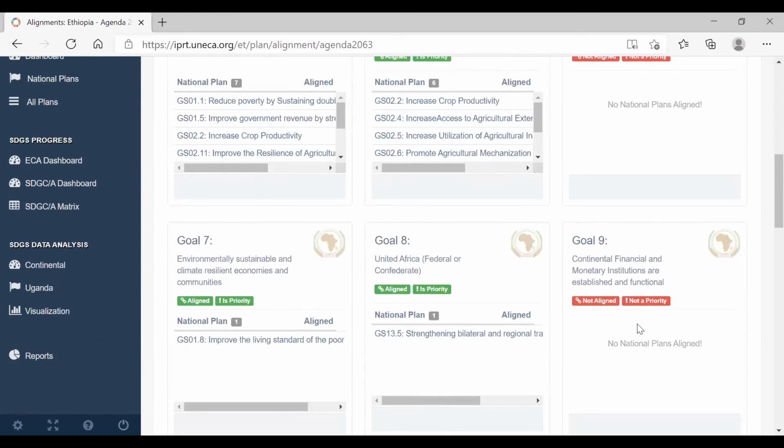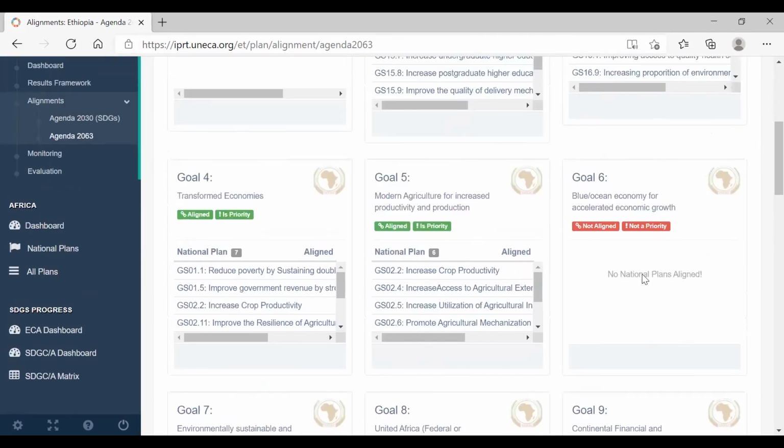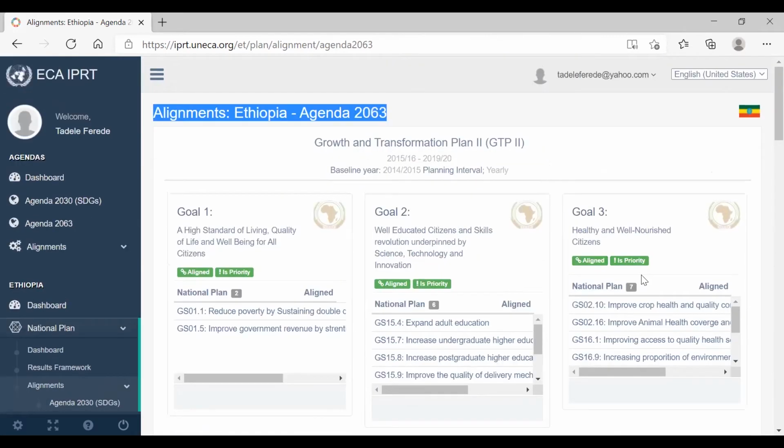It's a landlocked country. For example, goal number 9 is not aligned, is not a priority for the country. Continental financial and monetary institutions are established and functional. This is not a priority for that country, and so on. So you can look at it goal by goal and indicator by indicator.